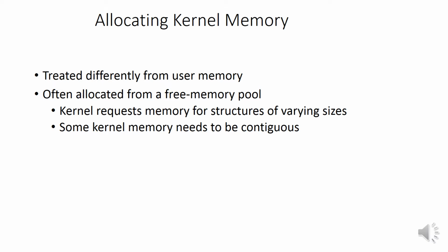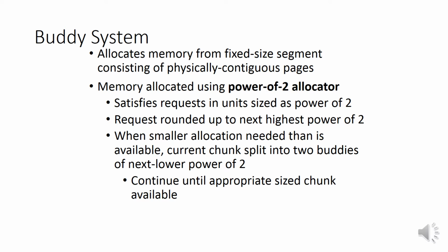Some kernel memory needs to be contiguous. It should not be discontinuous; it should be continuous. So, the buddy system. You might have studied buddy system data structures. It allocates memory from a fixed-size segment consisting of physically contiguous pages. Memory is allocated using a power-of-2 allocator, which satisfies requests in units sized as a power of 2. The request is rounded up to the highest power of 2.